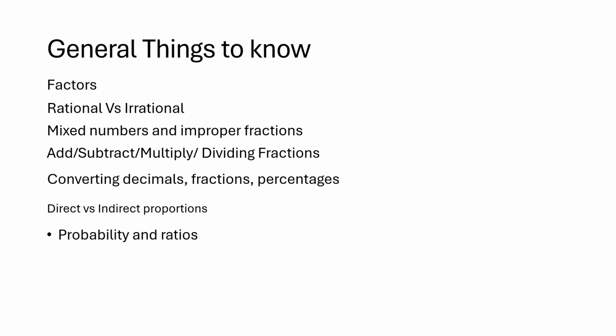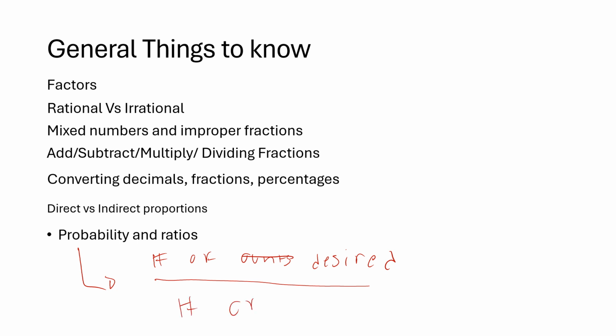Next one: probabilities and ratios. Probability means the likelihood of something happening. In order to find a probability, you're going to use this form, and it's going to be the number of outcomes desired. Please don't worry about this handwriting. So yeah, number of outcomes desired over the number of possible outcomes.